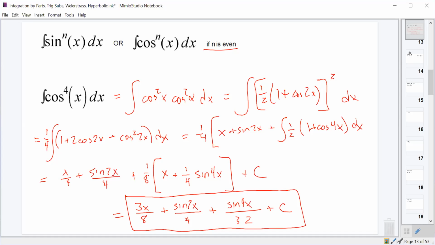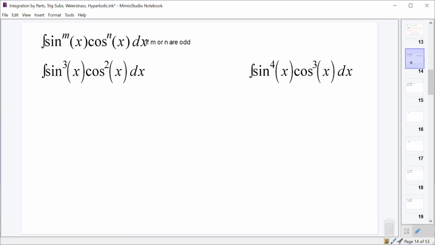So if we had sine to the 4th, we'd do the exact same thing, except this would be a minus in between here. And then we deal with it the same way. All right. So what if we have both sine and cosine in it? Well, as long as one or the other of them is odd, then it should become pretty straightforward. It doesn't matter if they're both odd. As long as one of them is odd, it should be pretty easy.